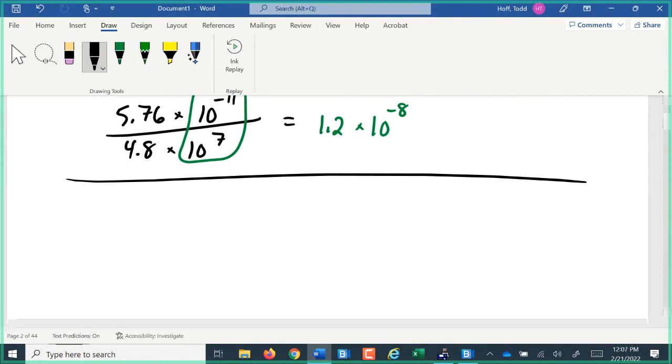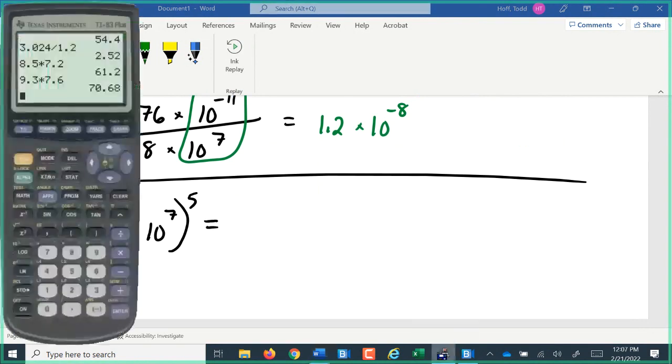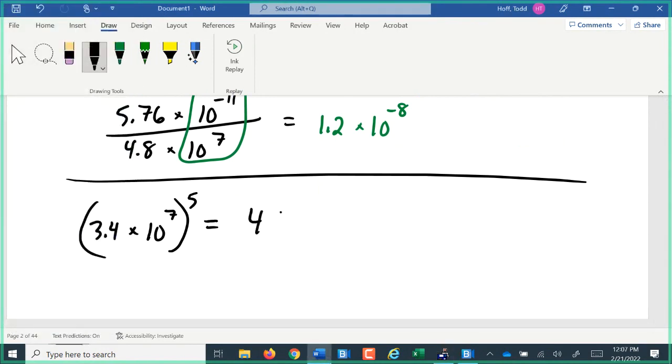We can then also have powers. We might have 3.4 times 10 to the 7th, to the power 5. So we still do the 3.4 to the power of 5, which is going to give us 454.35. We'll round it to that. 454.35 times, now with our power of 10, we use our rules for powers here. 10 to the 7th to the power of 5 will be 10 to the 7 times 5, or 35.